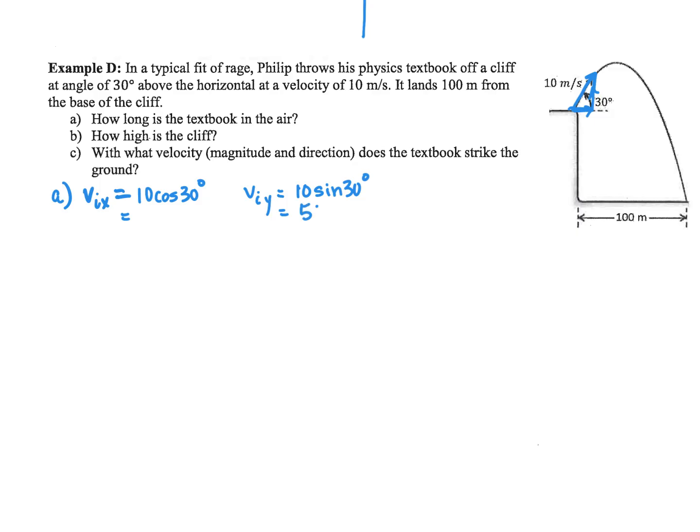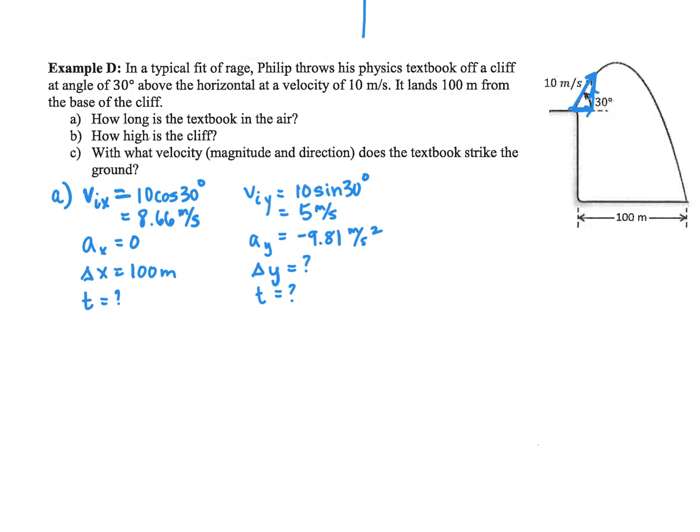I know this is 5 meters per second. Or is it about 8.7, 8 point what? 8.66 meters per second. Okay, cool. We also know acceleration in the x direction is 0, and acceleration in the y direction is negative 9.81 meters per second squared. We also know delta x, don't we, is 100 meters. We do not know delta y, though, do we? And we don't know time.